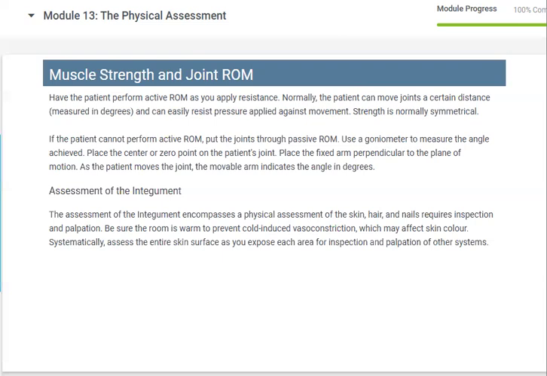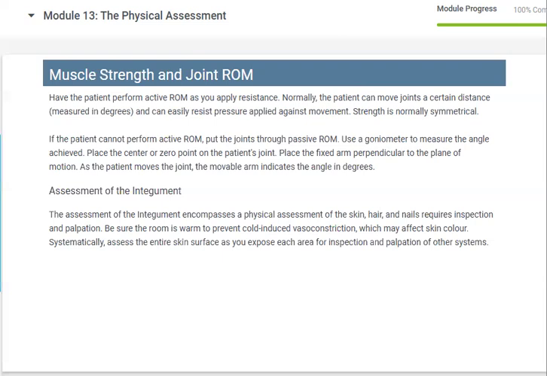Use a goniometer to measure the angle achieved. Place the center or 0 point on the patient's joint. Place the fixed arm perpendicular to the plane of motion. As the patient moves the joint, the movable arm indicates the angle in degrees.